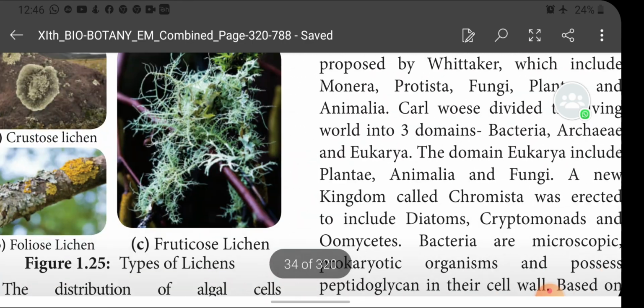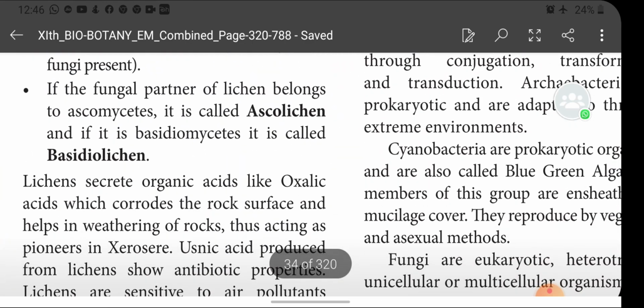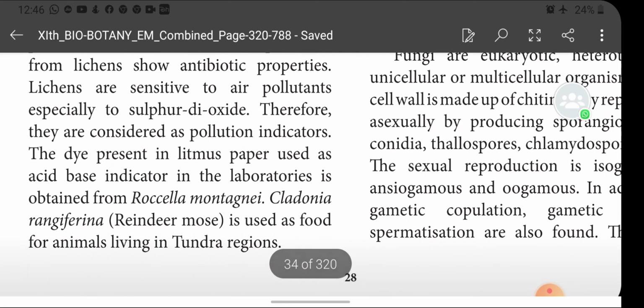That's it, we completed the lesson, children. This about lichens and its economic importance is a 5-mark question, and also a book back question. Write a note on lichens, which will be a 5-mark question. It's homework, complete it and send it to me.